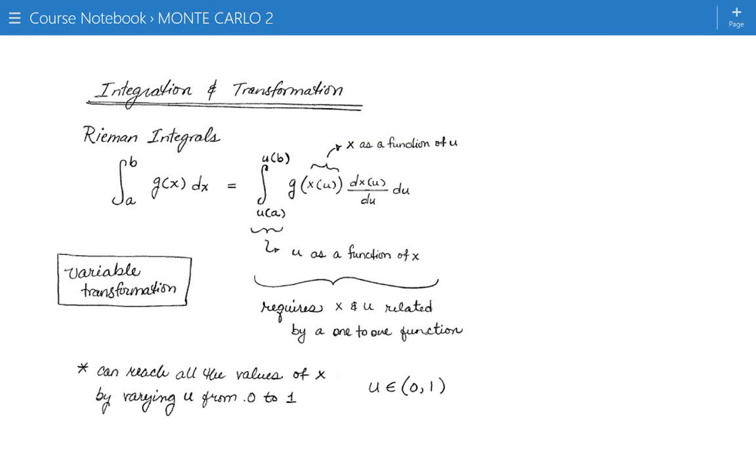Welcome to session 2 of the Monte Carlo lecture, and I'm going to talk about integration in this session. To start with, consider the classic undergraduate Riemann integral. What we're going to be concerned about is taking an integral and transforming it into an integral with respect to another variable.